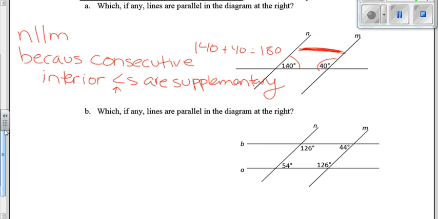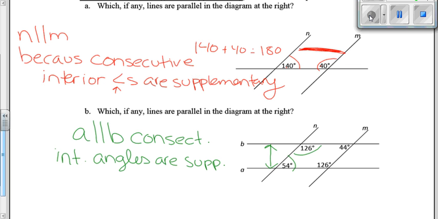All right, pause the video, see if you can identify which pair is consecutive interior angles and what lines then are parallel. Okay, it will be lines A and B. What you had to decide was which two angles were supplementary, which two add up to 180 degrees. It's these two right here, right? Because 126 plus 44 is only 170. So you just have to be careful to make sure they do add up.